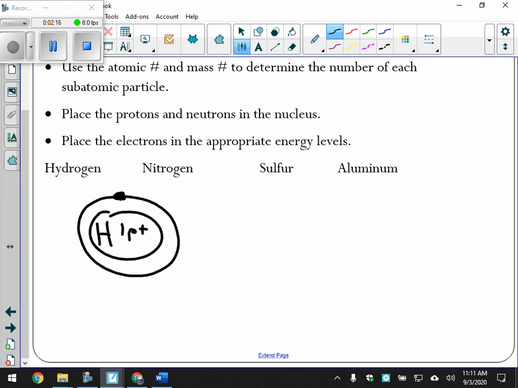Okay, we also have to remember how they fill up. So how many electrons can you have in the first energy level? 2. How many in the next one? 8. And next one? 8. And after that, we don't really do those. Okay, so just relax. It's okay.